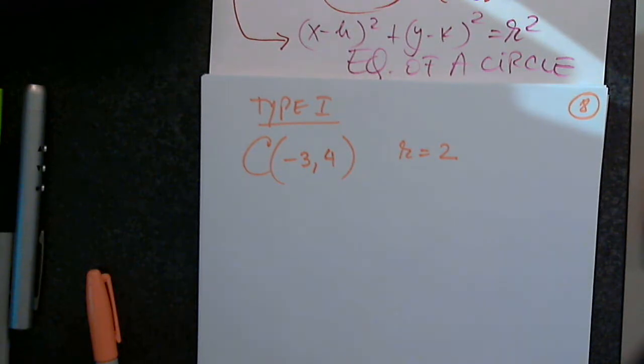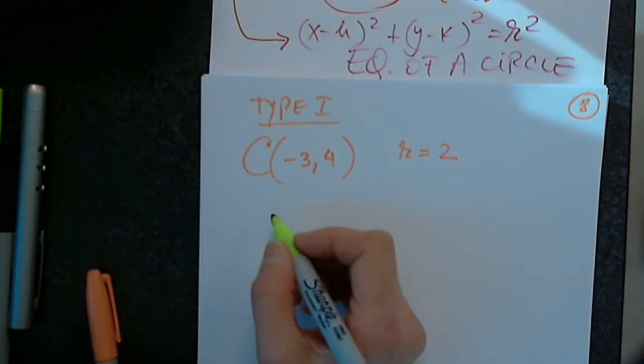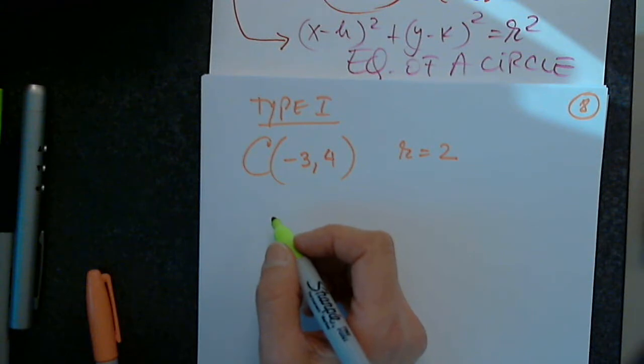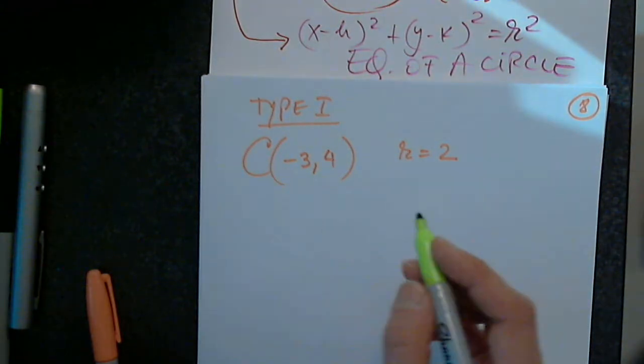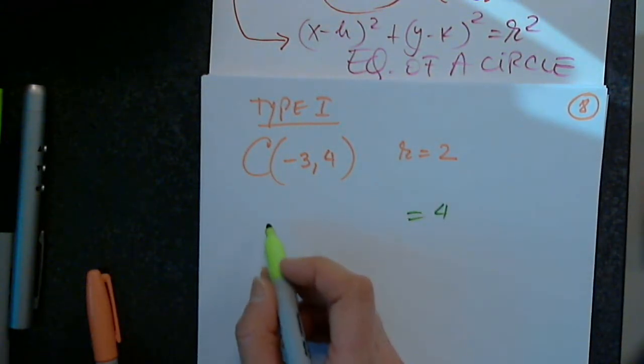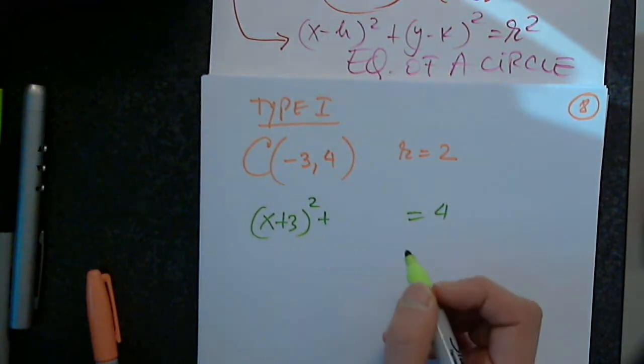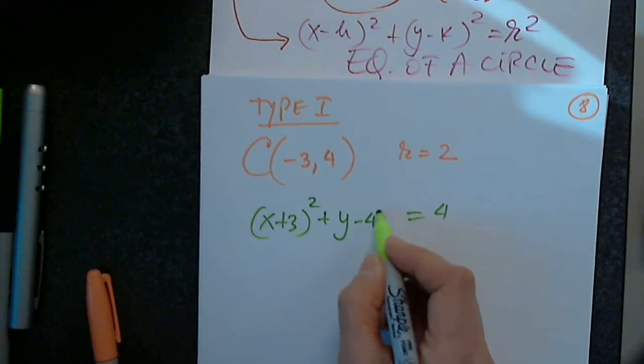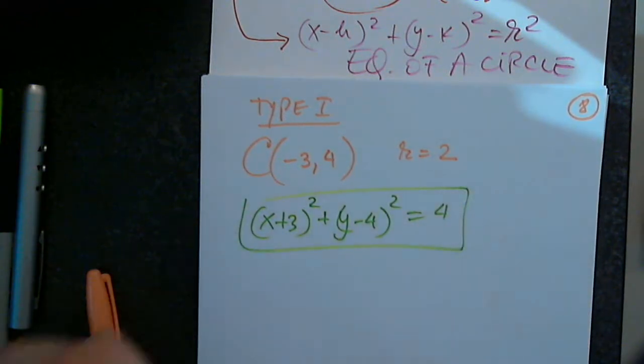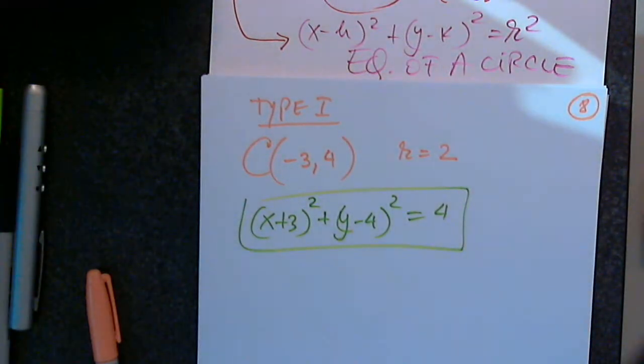Do you want to say 2 squared or 4? You have to say 4. Yeah, 4 equals (x + 3) squared + (y - 4) squared. This is the equation of the circle with the center at (-3, 4) and the radius of 2.